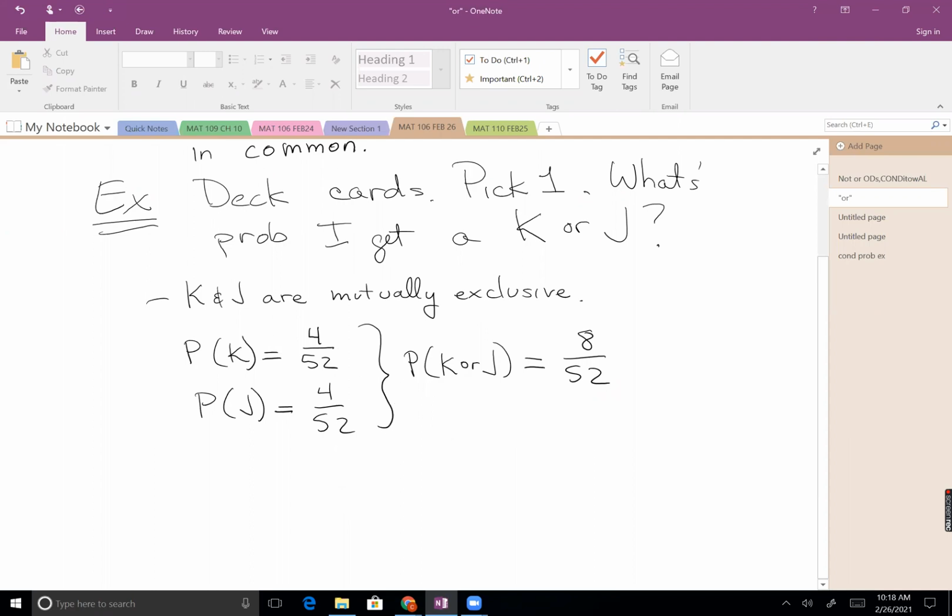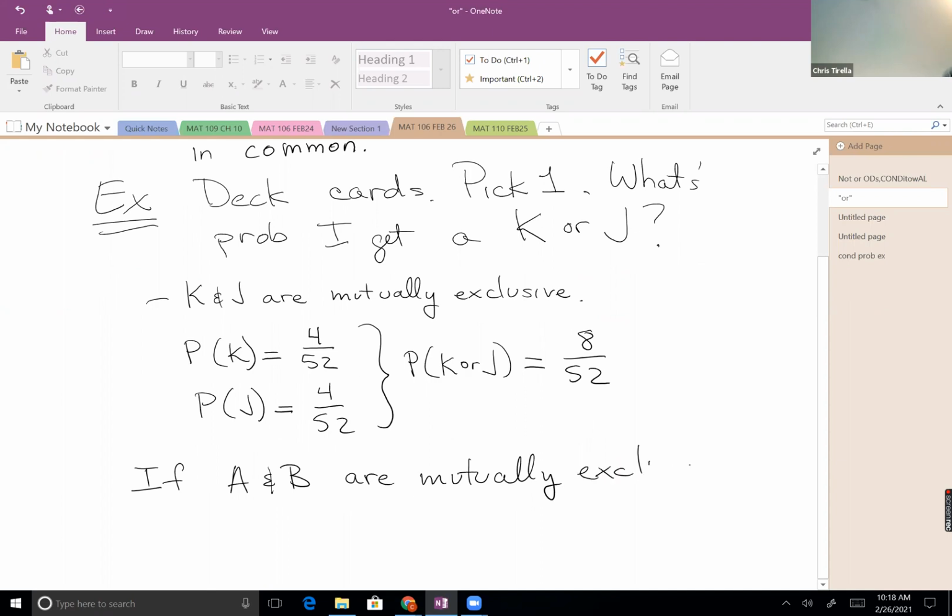Yeah. And so we're going to say that if A and B are mutually exclusive events, then the probability of A or B is the probability of A plus the probability of B. If I see the word or, it's loosely telling me that I'm going to add.